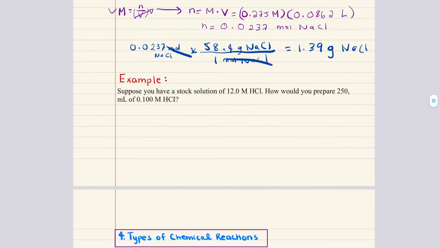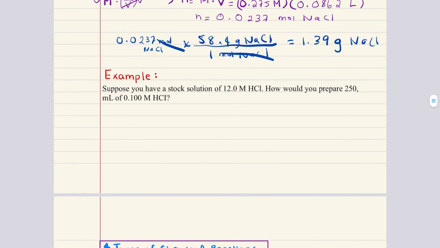So this problem says, suppose you have a stock solution of 12 molar hydrochloric acid. How would you prepare 250 milliliters of 0.1 molar hydrochloric acid? All right, so you're starting off with a scenario, and that scenario is that you have 12 molar of hydrochloric acid.